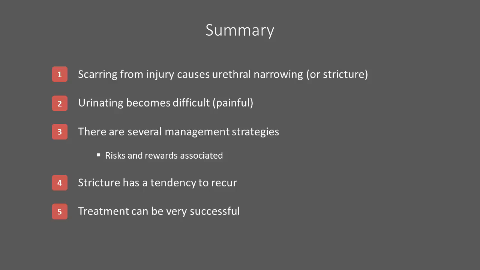To summarize, urethral strictures occur when scarring of the urethra causes narrowing, thus making it difficult to urinate. There are several ways in which the urethra or urine tube may have been damaged. Once diagnosed, there are several management strategies, each of which comes with risks and rewards. Unfortunately, urethral strictures have a tendency to recur after surgery, but many patients can expect successful treatment.